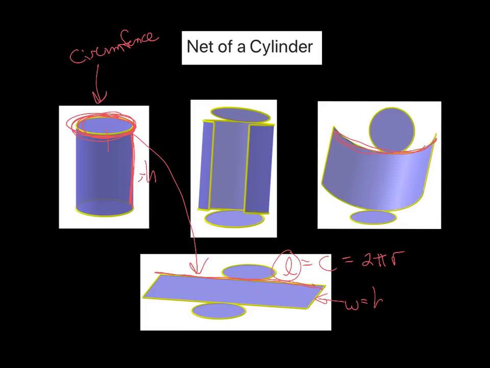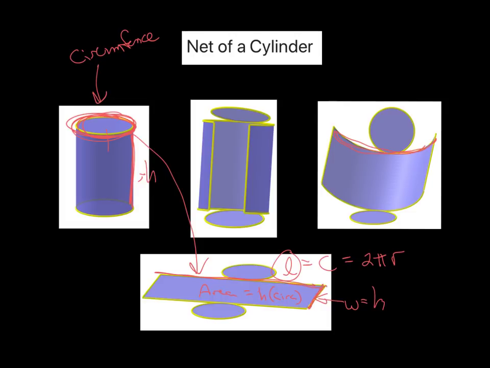So the width is the height, right? The width of the rectangle is the height of the original cylinder. So the area of this rectangle is going to be the height of the cylinder times the circumference of the circle.